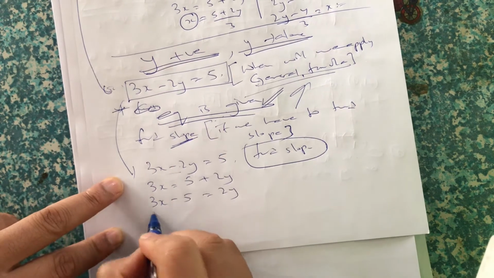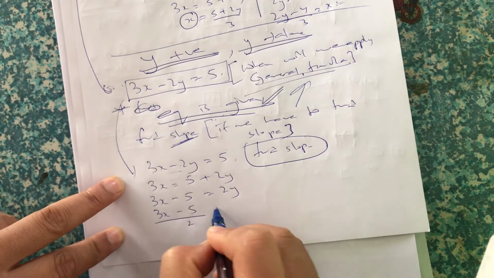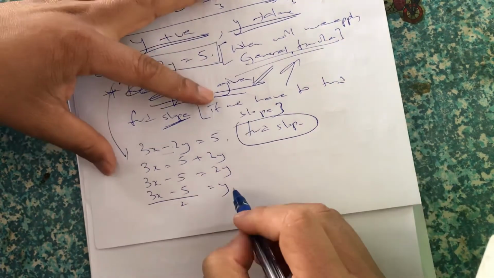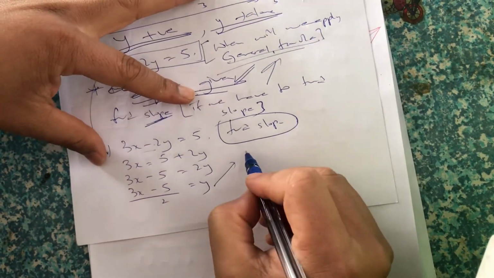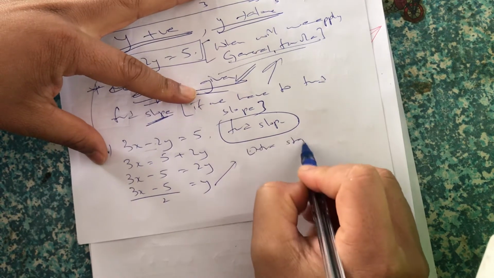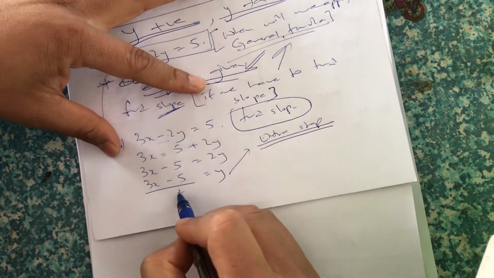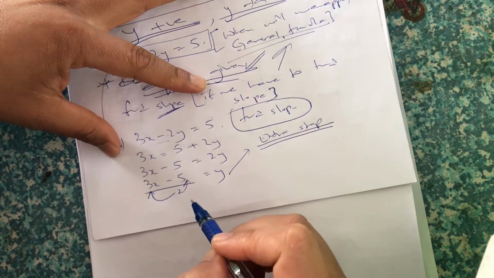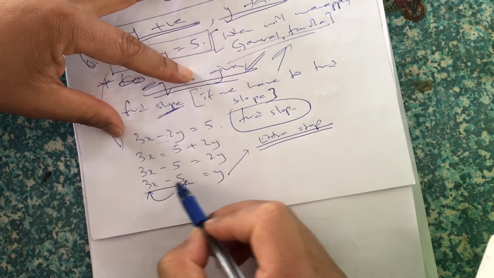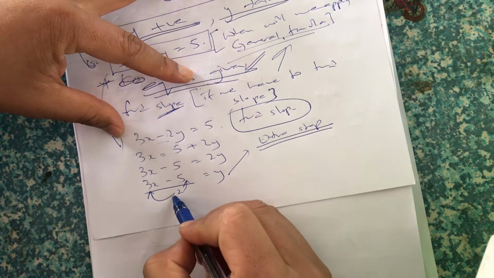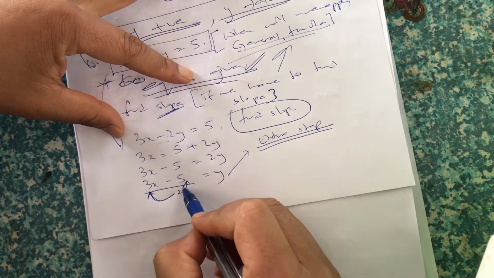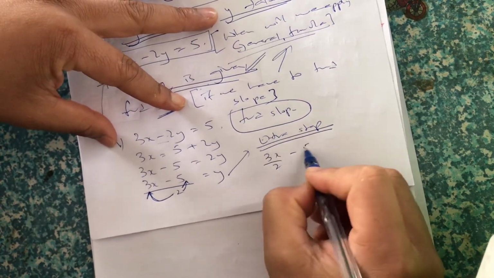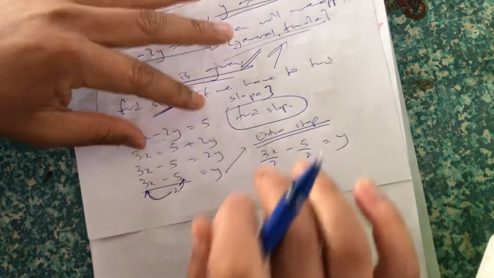So I brought the 5 this side, then I got 3x minus 5 by 2 is equal to y. Now this is what normally we do, but over here in your equation of a straight line, we have to do one extra step. What is that extra step? This denominator, we have to make sure that we write it individually for each and every term that we have in the numerator. Means this denominator is for this also, this denominator is for this also. We have to separate them. So how do I separate them? I write 3x by 2 minus 5 by 2 is equal to y. This is what we have to do.